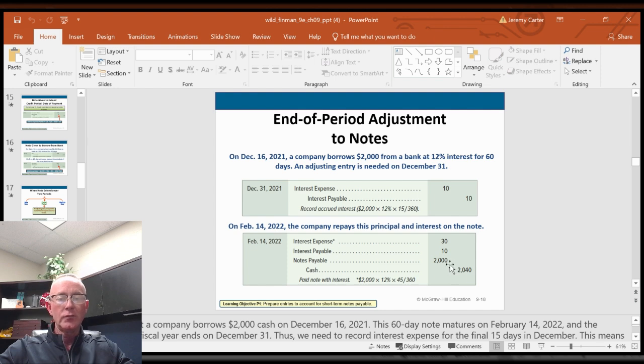So when the note is due and payable on February 14th, we are going to calculate the remaining 45 days, pay our payable, give them their full principal back, and then give them the full amount. This $40 would have been the full 60 days, but because it went across 2 accounting periods, it's broken out on our books because we had already set up this expense and payable in the previous accounting cycle.